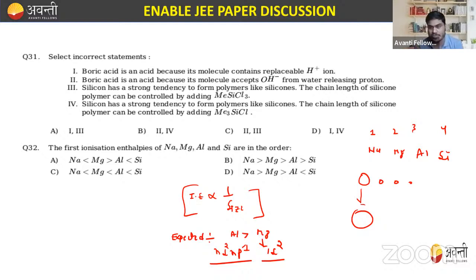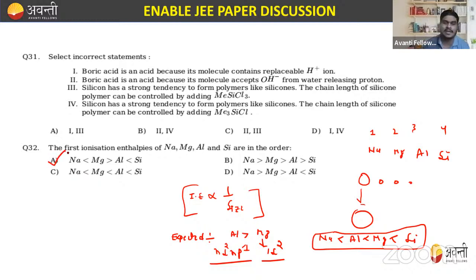Just this point must be remembered. So what is the correct sequence? Minimum ionization enthalpy is for sodium, right? And next is aluminum. After this, magnesium, and maximum is for silicon. So this is the correct order. Identify the correct order from the given options. That is option number A, right? Option number A is absolutely correct.